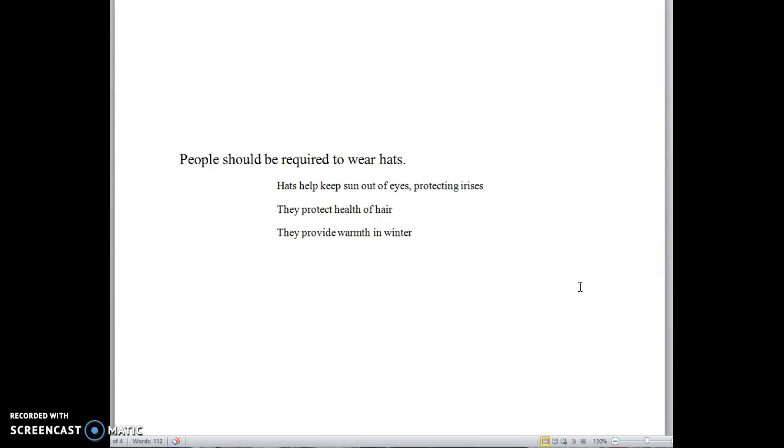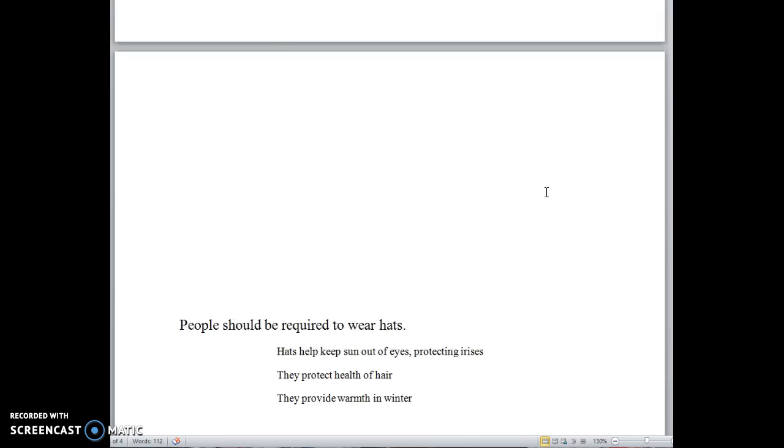Let's say my argument is that people should be required to wear hats, because hats help keep sun out of the eyes, protecting irises, they protect the health of hair, and they provide warmth in winter. Now, all three of these things are true, right? So does that mean that your thesis is true, that people should be required to wear hats? I would guess most of us would say no, that doesn't make sense, even though I have three good reasons for that.